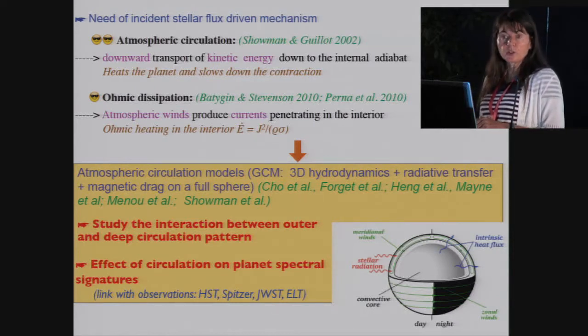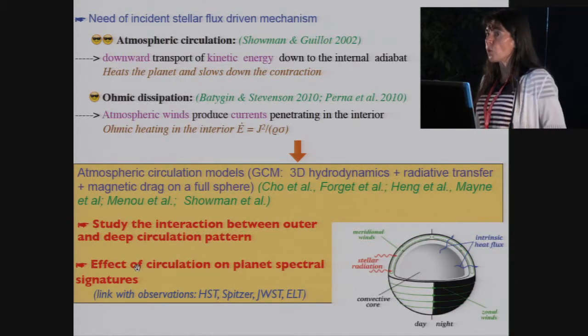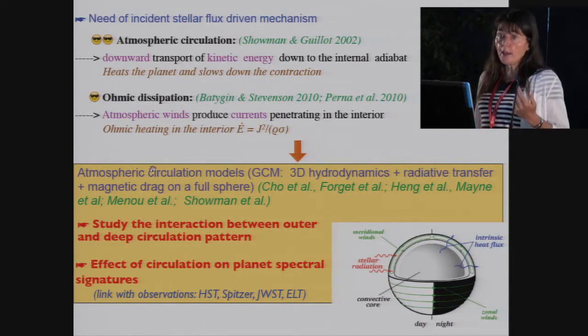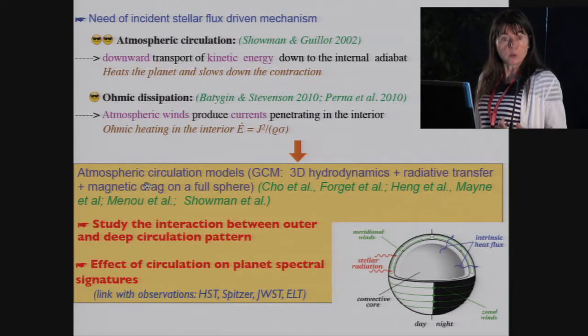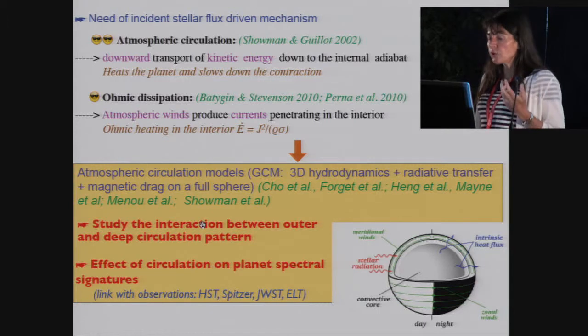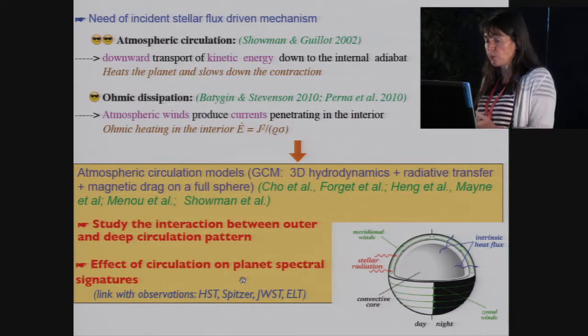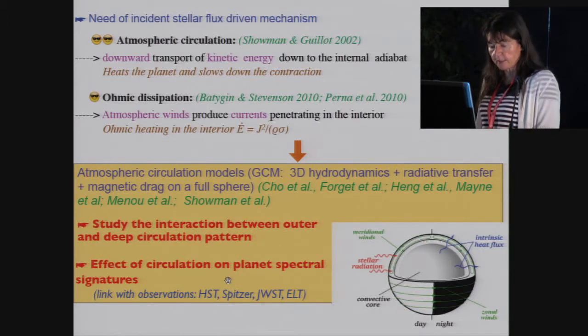So a global circulation model is just a hydrodynamical study of atmospheric circulation, which can be induced by strong irradiation. There are now a lot of efforts by different groups in the States and in Europe, trying to couple 3D hydrodynamics, radiative transfer, and eventually some MHD effects like magnetic drag on a full sphere. This is why it's called global circulation. It allows us to study the interaction between outer and deeper circulation patterns, and also the effect of the circulation on the spectroscopic signature, like those which can be detected by HST, Spitzer, JWST and ELT.